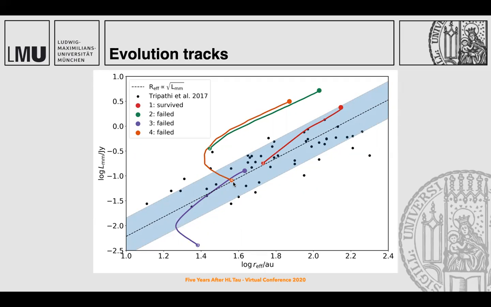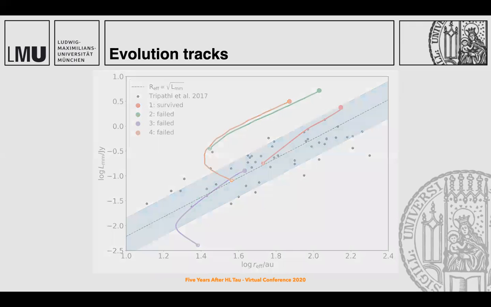From this figure, we also define a simulation as survived or failed. Survived is only if it starts and finishes inside the size-luminosity relation, and in this case, this is only the red one. But now the question is how every parameter of the ones that we alter affects the evolution tracks. In the next slides, I will show you some examples of that.